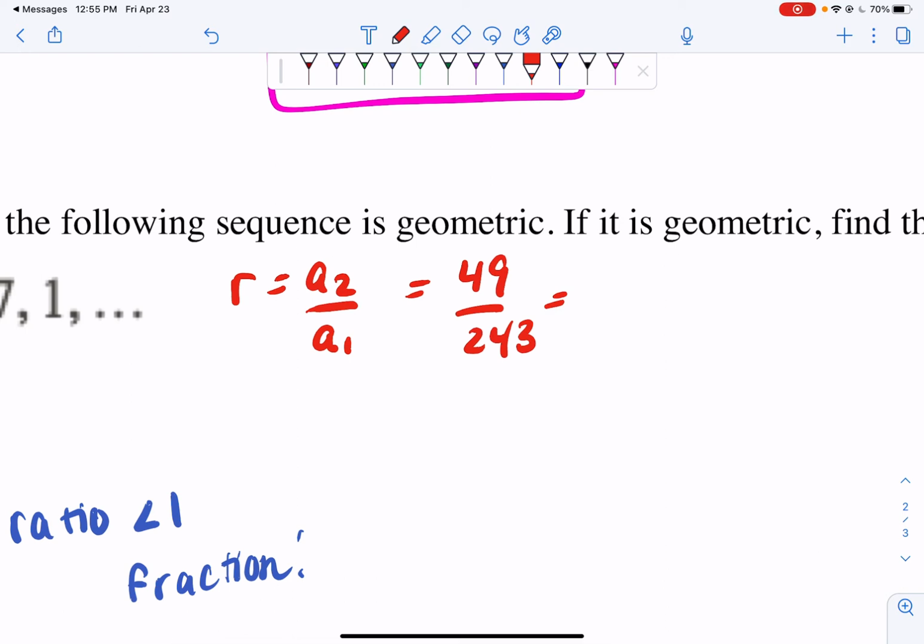And I get 0.20164600905, but I don't like that. I'm going to hit math, enter, enter. Math, enter, enter. Divided by 7. 243 divided by 7. And I get 49 over 243.